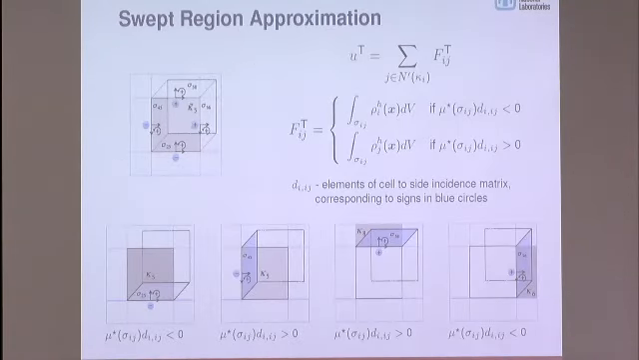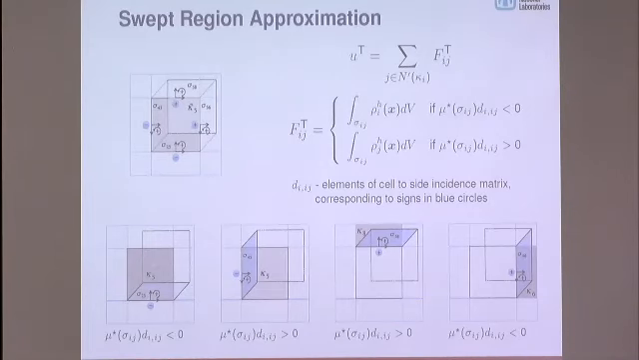Just a little bit more about the swept region approximation. For each of the swept areas, we're only using one density reconstruction. And this describes a little bit how we choose which density reconstruction we use for which swept area. The density reconstruction depends on mu star, which is a signed area defined on how we go around that swept area. And D is a cell-to-side incidence matrix. But all those are really details of the implementation. It's easier to see graphically how we do this.